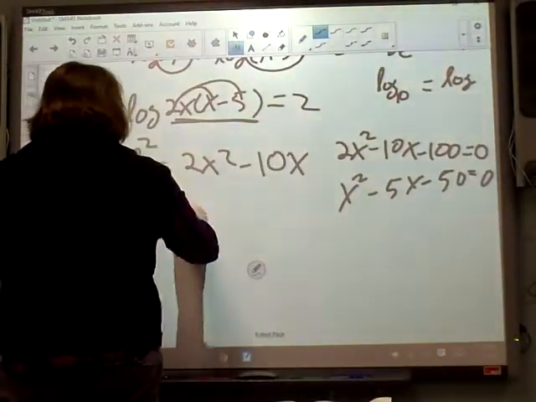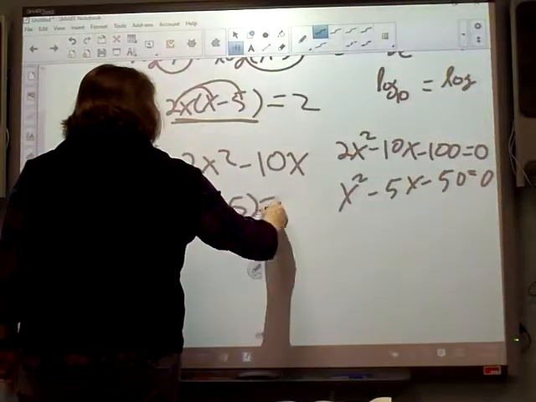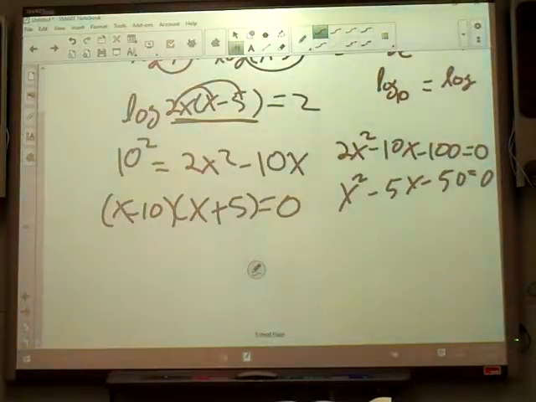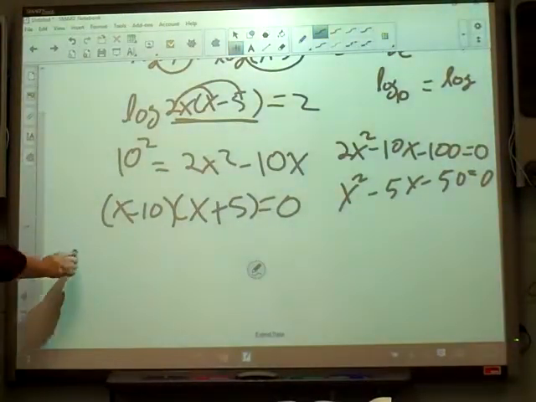x minus 10 times x plus 5. Which means set both those equal to 0. What do you get for your x's? x equals 20. Very good. Opposite signs.